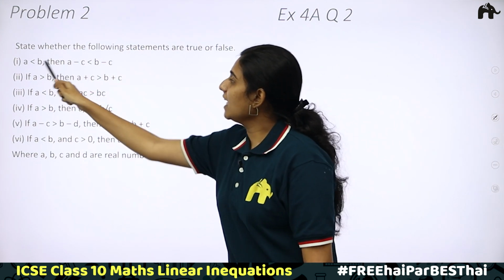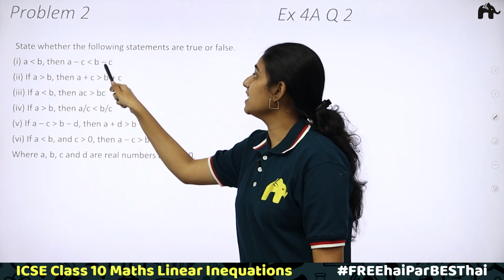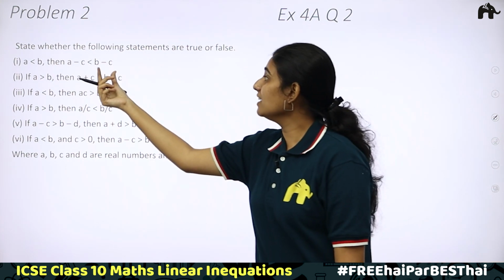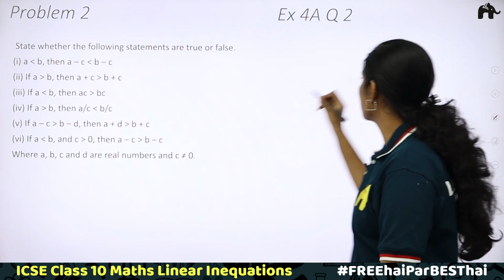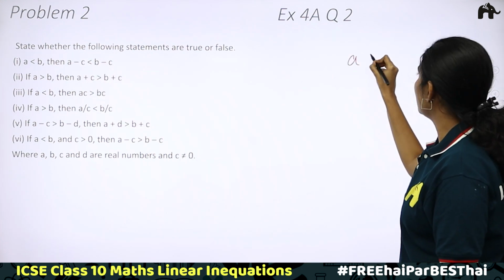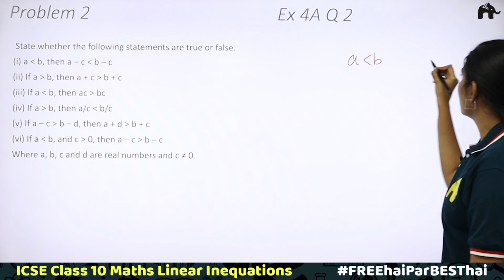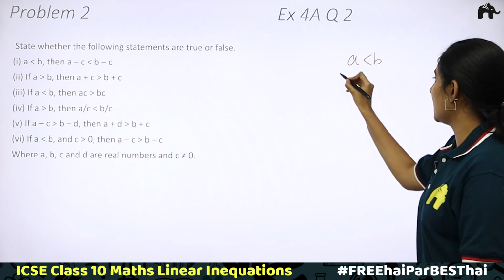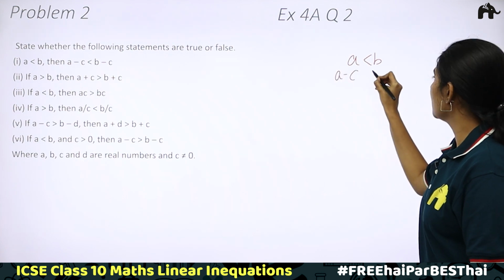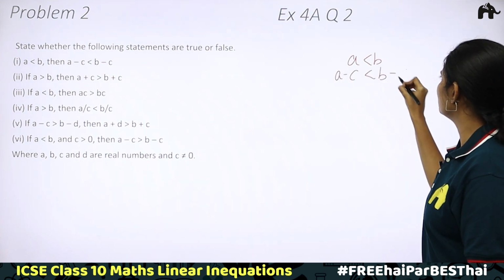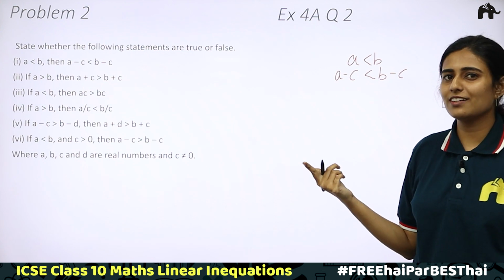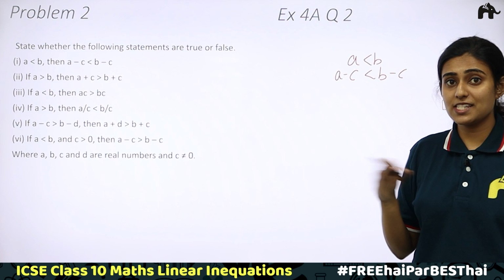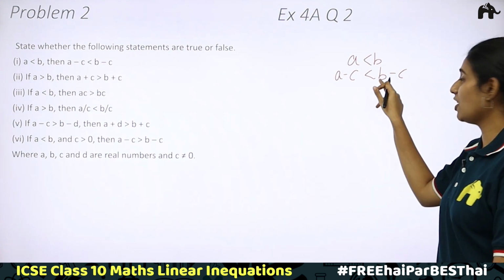First one, A less than B, then A minus C less than B minus C. What is done here? We are subtracting C from both sides. A less than B, subtracting equal number from both sides. That is A minus C less than B minus C. It is true, no? Which rule? Second rule. Subtracting the same number on both sides does not change the sign of inequality.